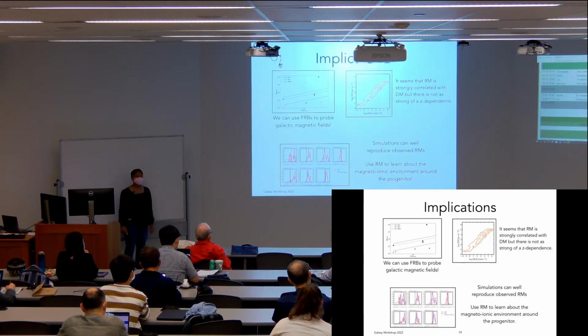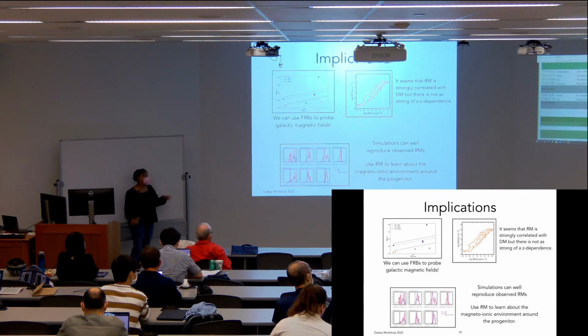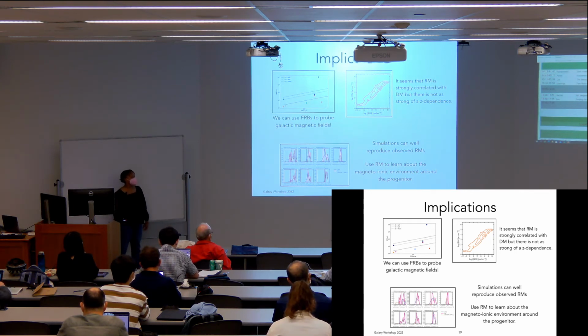So just to leave you with these, we can use FRBs to probe galactic magnetic fields. It also seems, in these simulations and also in our observations, that there's a strong correlation between rotation measure and dispersion measure. But with rotation measure, there's not as strong a redshift dependence. And these simulations can very well reproduce the observed rotation measures, but we can also use the rotation measure to learn more about this magneto-ionic environment around the FRB progenitors. And that's it.